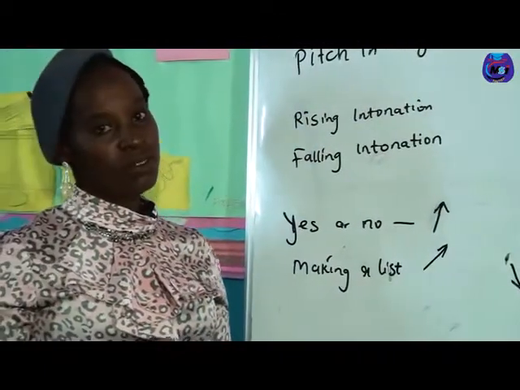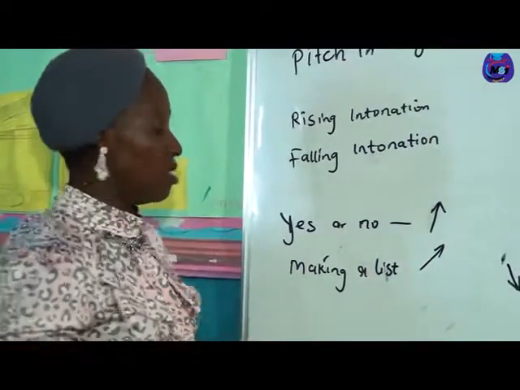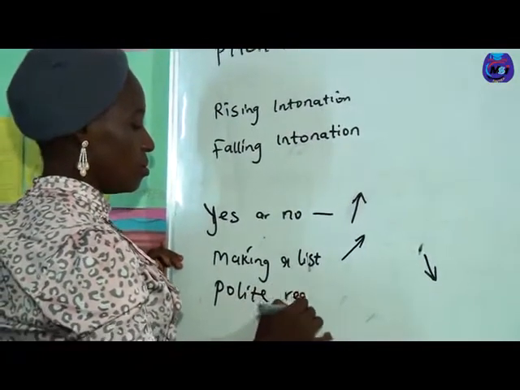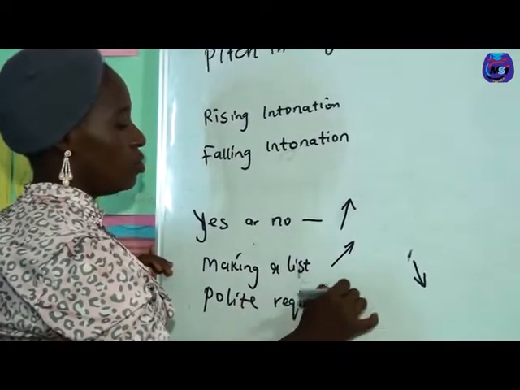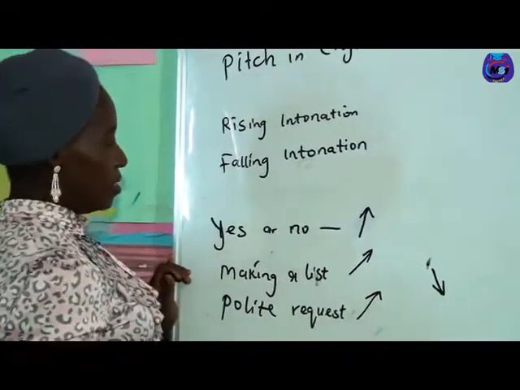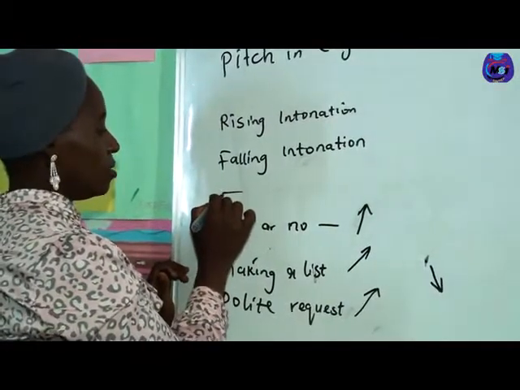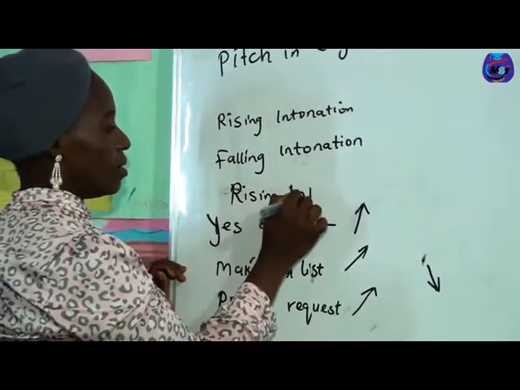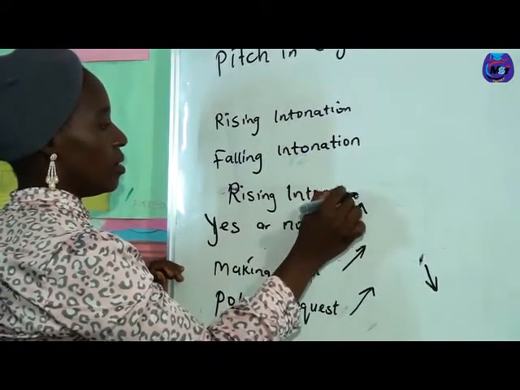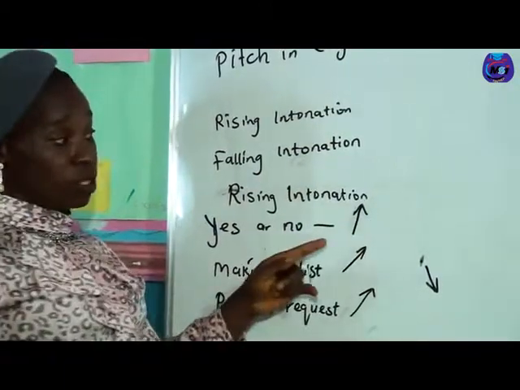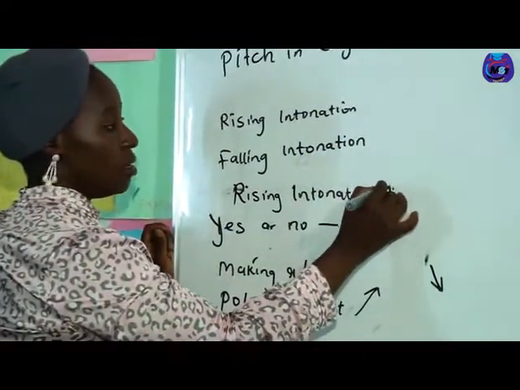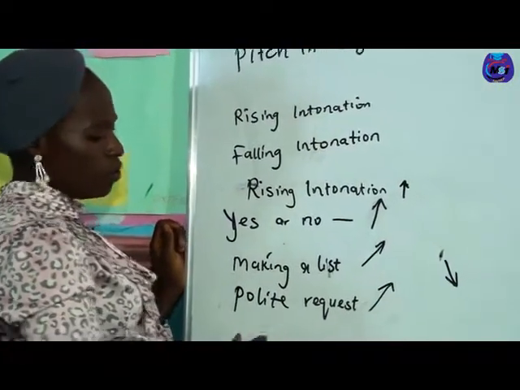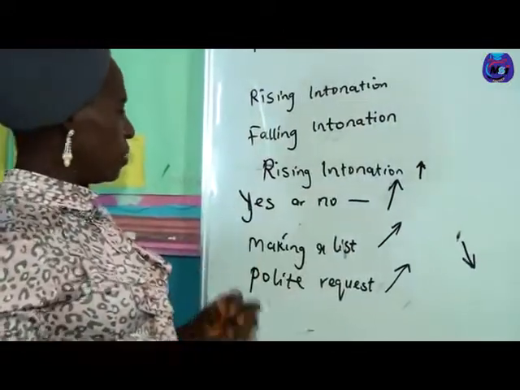When making a simple request, a polite request. Use what? A rising intonation. So these are all for rising intonation, right? Remember, we are using this arrow to indicate a rising intonation. Let's look at the falling. Before we go to the falling, let's hear some examples.